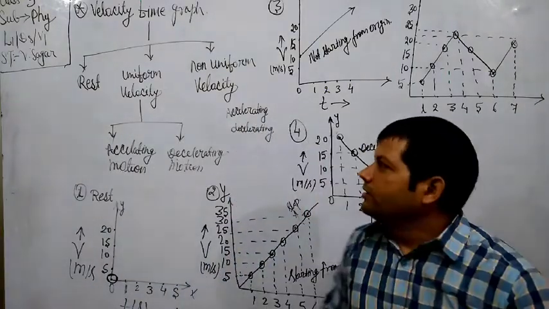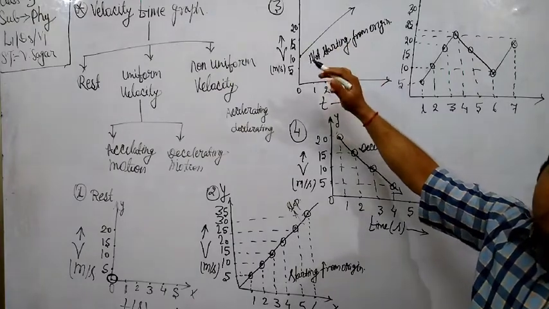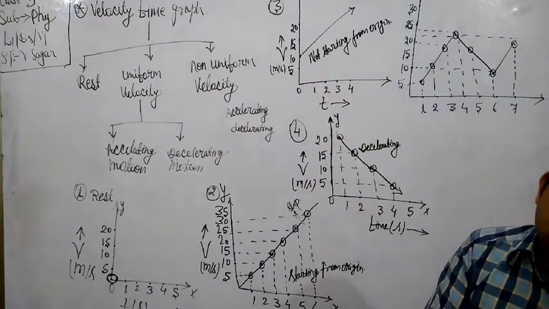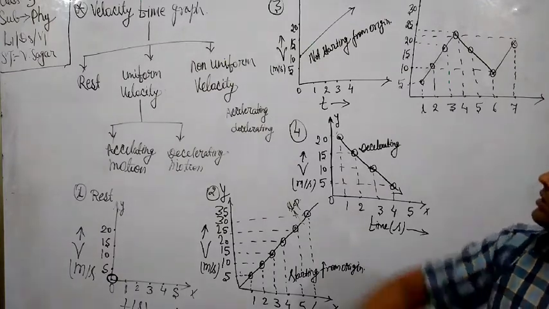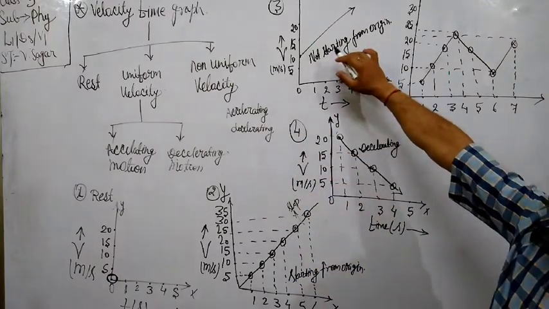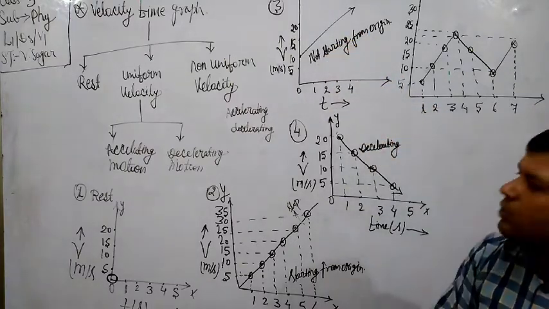Now this is the case of velocity that did not start from the state of rest. It means it has some initial velocity. So we plot the graph with the slope not passing through the origin.